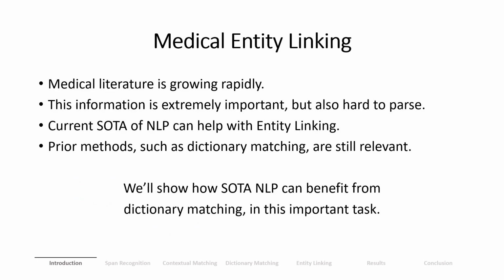As everyone knows, the medical literature is vast and keeps growing rapidly. Everyone also knows, perhaps now more than ever, that the information in these works is extremely valuable. Unfortunately, it's also very hard to parse. The current state-of-the-art of natural language processing has made great strides and can be especially helpful for entity linking in this domain. However, we'll see that the purely neural approach is insufficient and a better solution can be achieved combining it with other methods such as approximate dictionary matching.